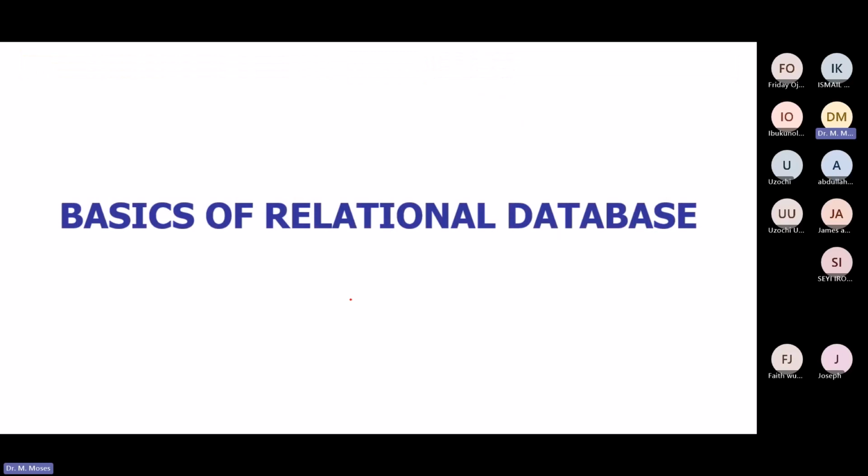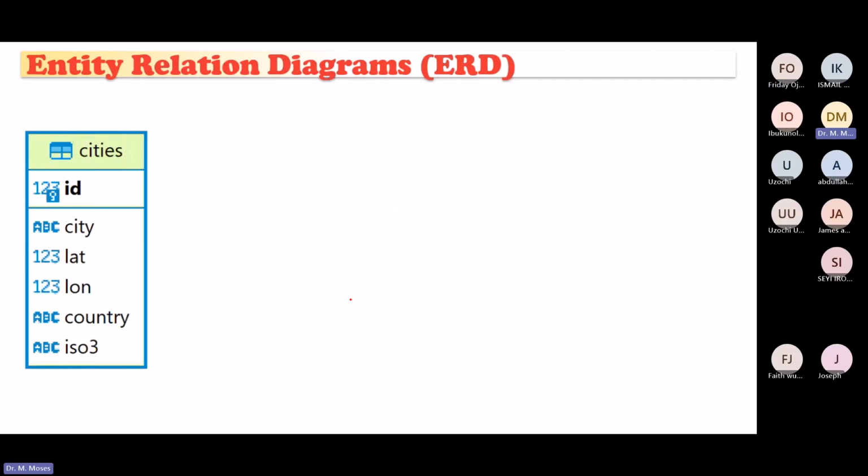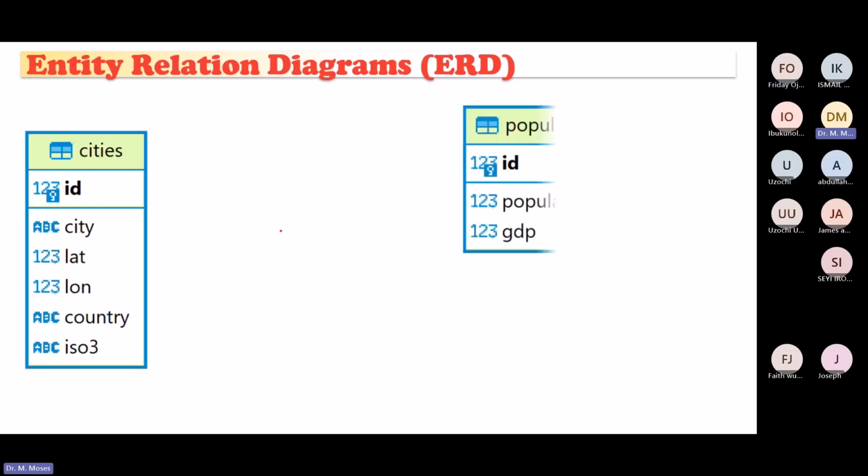The basics of relational database management. What are the basics? What are the things we need to know? We need to know how tables are organized in a database. And we say we use an entity relation diagram just to give us an idea. Of course, you can design your database without this diagram, but the diagram will help you visualize how your tables will look when you're done.